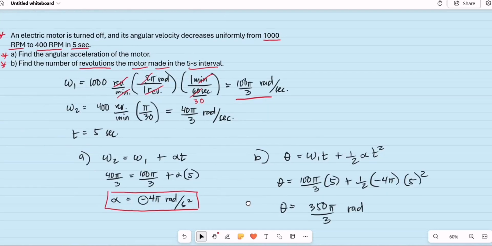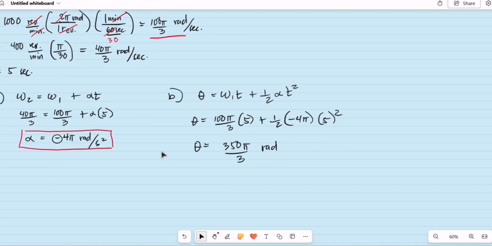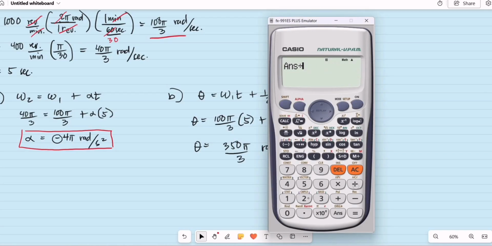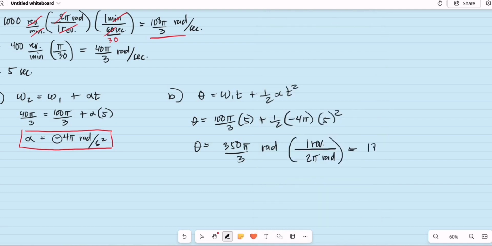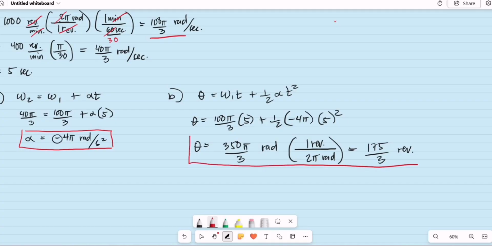But if you go back to question letter B, it should be in terms of revolutions. So all we have to do is just convert. This is to be multiplied by the equivalent, where 1 revolution is simply 2 pi radians. So this value will be divided by 2 pi. We have that as 175.3. We can answer it in terms of a fraction. We have 175 over 3 revolutions. So this should be our answer for item B.